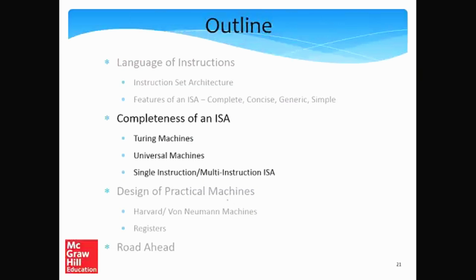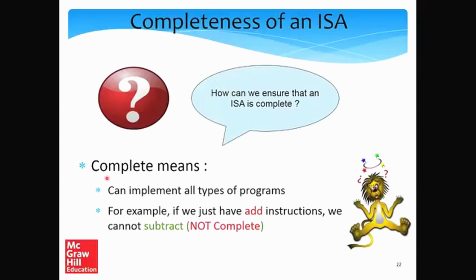So coming to the outline, what we have studied up till now is pretty much the language of instructions and what exactly is an instruction, what is an ISA. This part of how to decide if an ISA is complete or not is optional, and students who are not really interested in theoretical computer science can skip this part and directly move to the next part. So let's start this part a little bit, and then I'll have an arrow which the students will be able to click when they download the slides, and they would be able to skip the part.